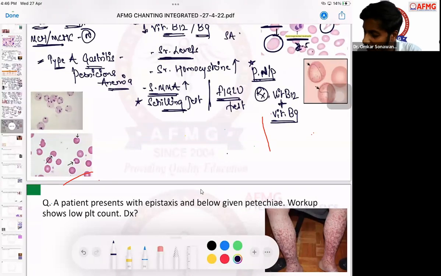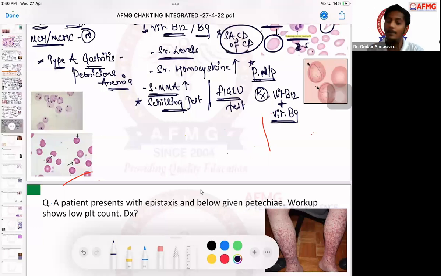Over here I'll write, okay, that will lead to subacute combined degeneration of the spinal cord. Important, please remember, subacute combined degeneration of the spinal cord is due to vitamin B12 deficiency. Okay, please remember this.